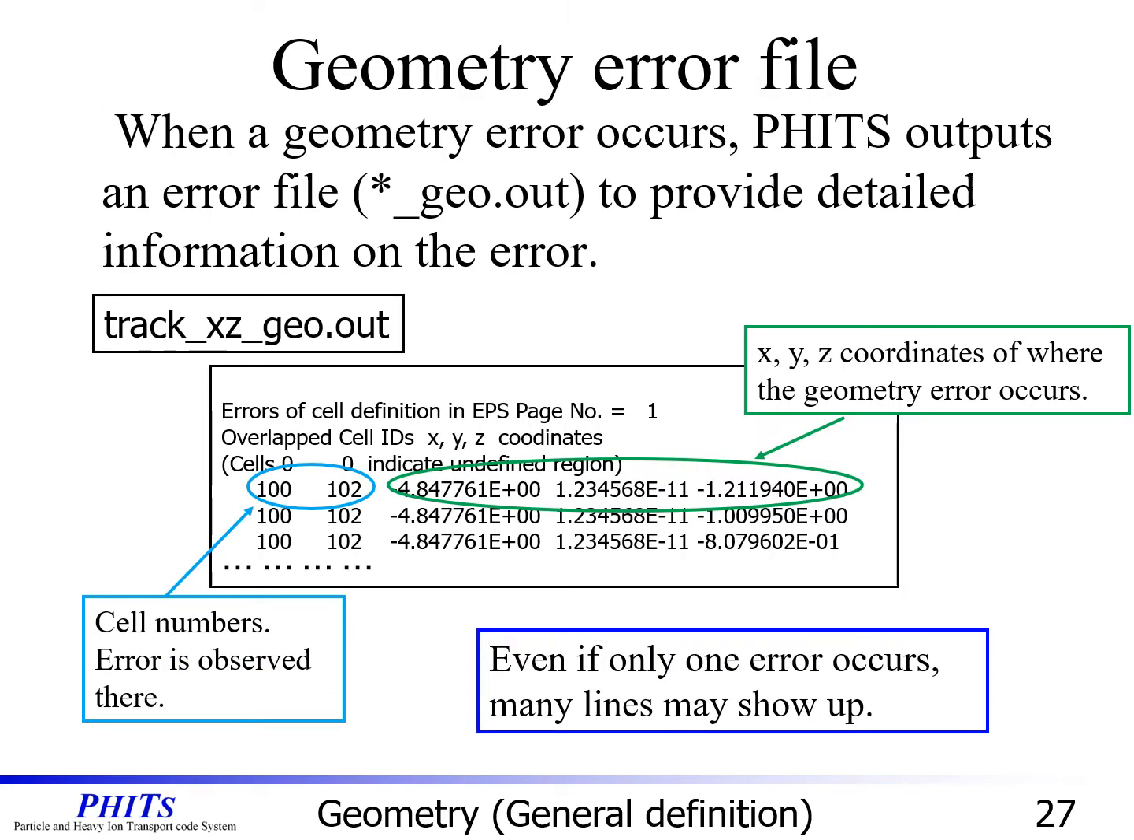When a geometry error occurs, PHITS outputs an error file to provide detailed information on the error. The contents of the error file are shown here. There are cell numbers where the error is observed, and these are the X, Y, Z coordinates where the geometry error occurs. Information at multiple coordinate points is exported even if only one error has occurred.